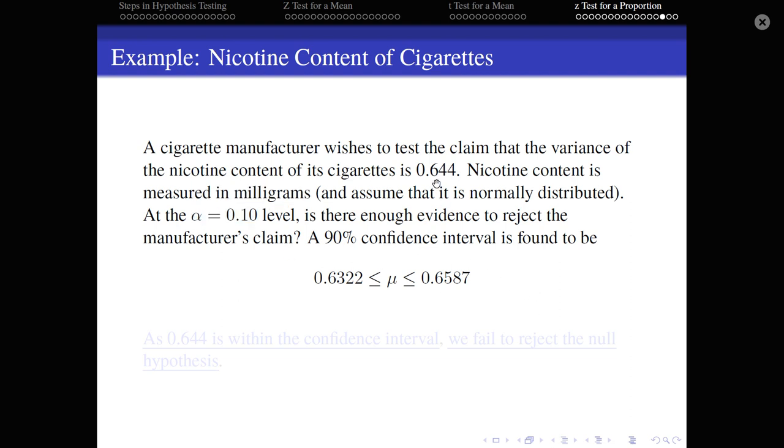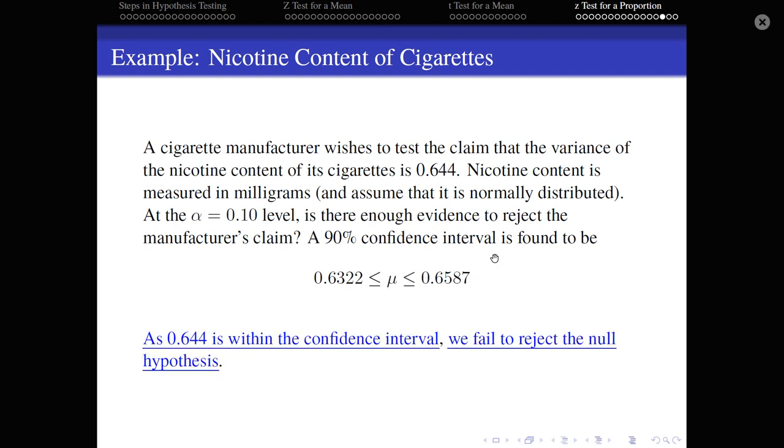Now looking at this, we're trying to see if 0.644 is in this range. So 0.63, 0.65, yes, 0.64 could be within this interval, and because the null hypothesis value is within the interval, we fail to reject the null hypothesis.